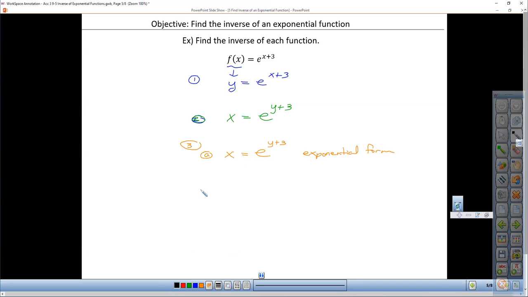And now we're going to rewrite this in its logarithmic form. I tend to like to start with my exponent. So we know that our logarithm is equal to our exponent. Our exponent is the y plus 3. So we know that's what our logarithm is going to be equal to.